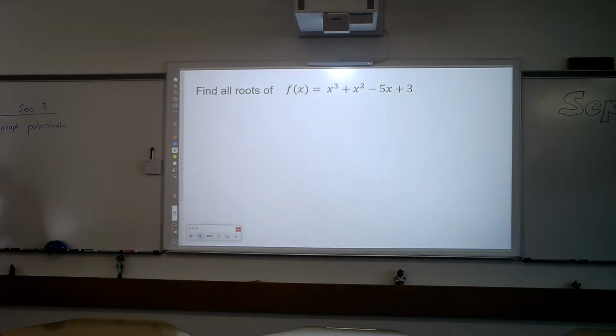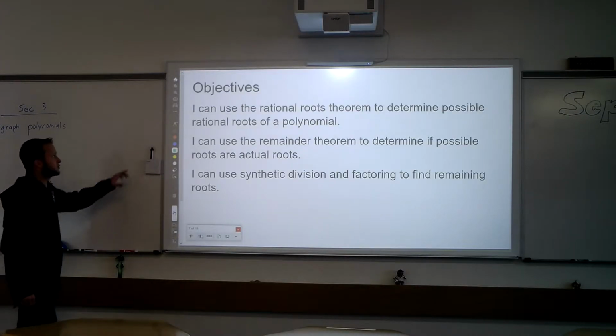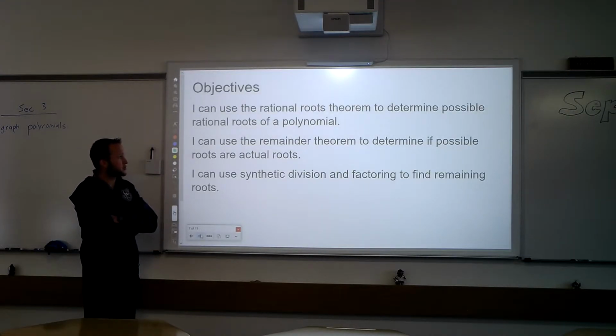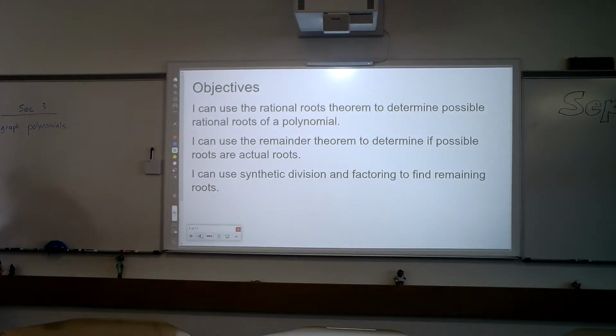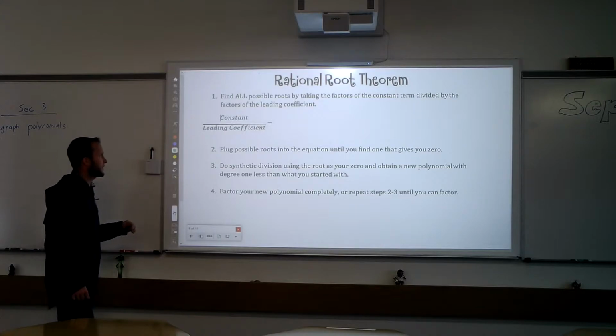So here is kind of what to expect. We're going to use the rational roots theorem to determine possible rational roots for a polynomial. Then we're going to test those possible rational roots using the remainder theorem. Once we've done that, we're going to use synthetic division to divide out those roots and then factor to find the remaining roots. So that's what we're going to do. Here's a little more detail in that.